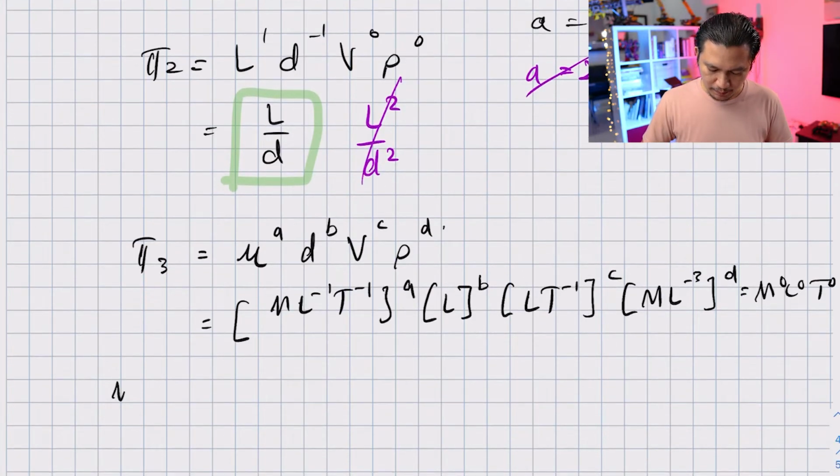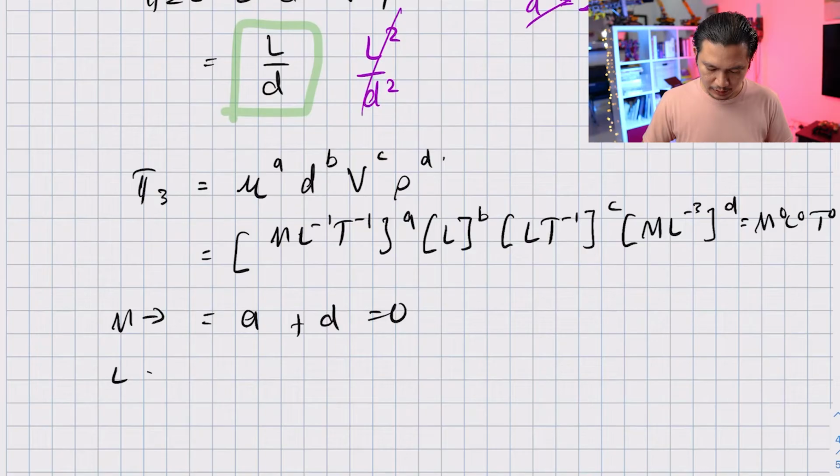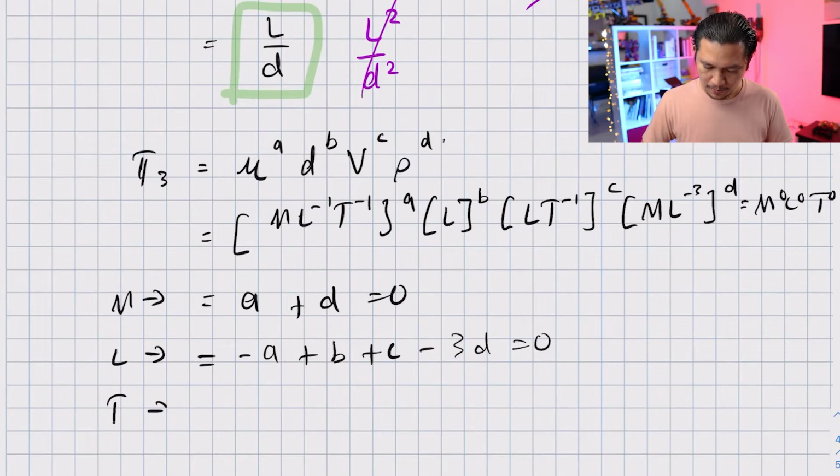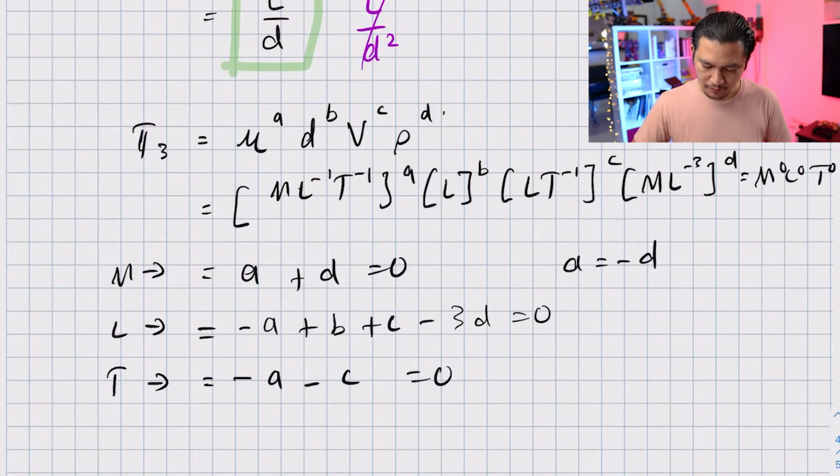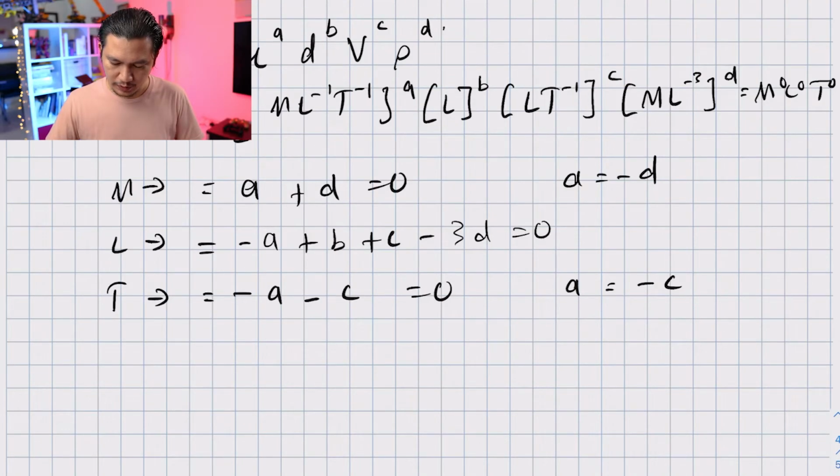Okay, let's carry on with M. Now you have here A plus D equal to 0. And next you have L. This is minus A plus B plus C minus 3D equal to 0. And finally you have T, which is minus A minus C equal to 0. So let's solve for this. A equal to minus D, and A here is equal to minus C. And this effectively means that D equal to C, isn't it?